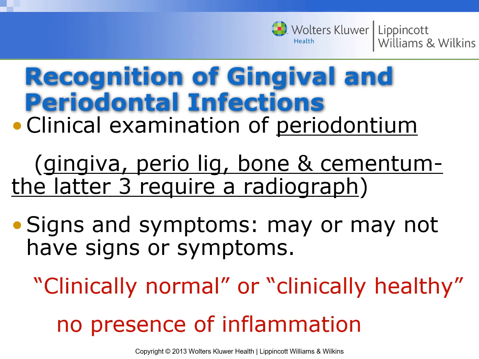So recognition of gingival and perio infections. You do a clinical examination of the periodontium: the gingiva, the periodontal ligament, the bone and cementum. The periodontal ligament, bone, and cementum, of course, have to be seen on a radiograph since tissue is covering them. So you have signs and symptoms. You may or may not have them. We usually say if there is no presence of inflammation on the gingiva or perio, we say it's clinically healthy or clinically normal.